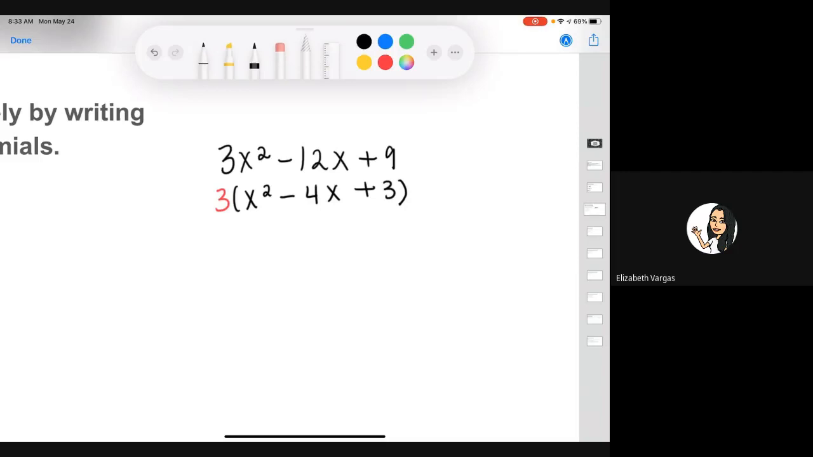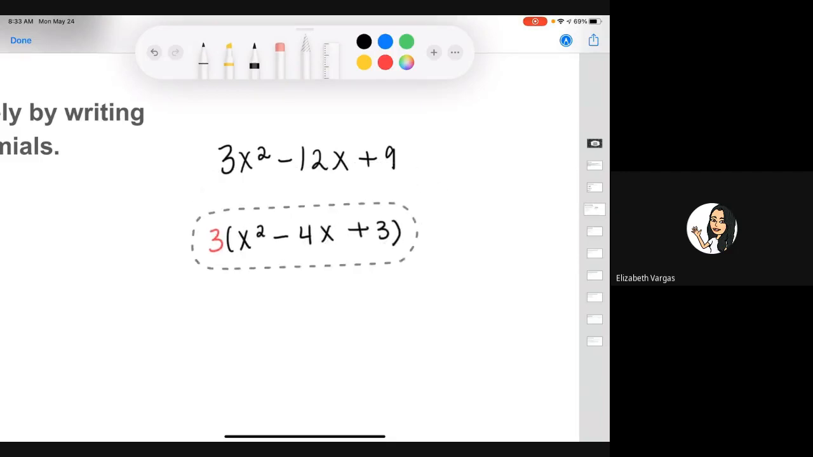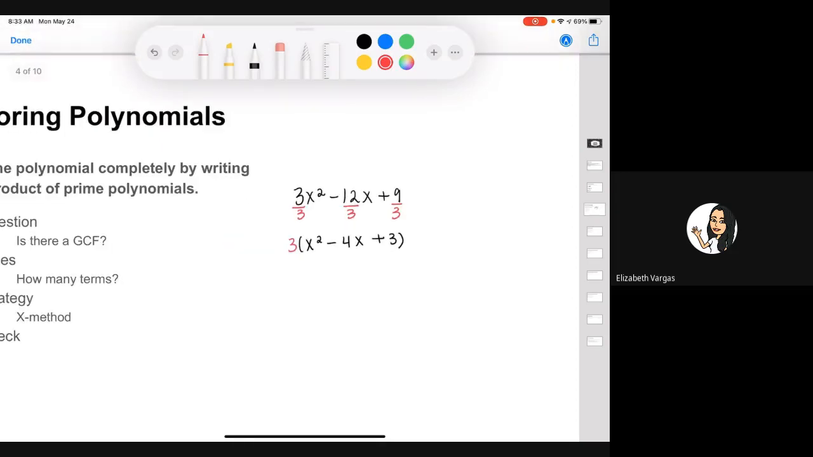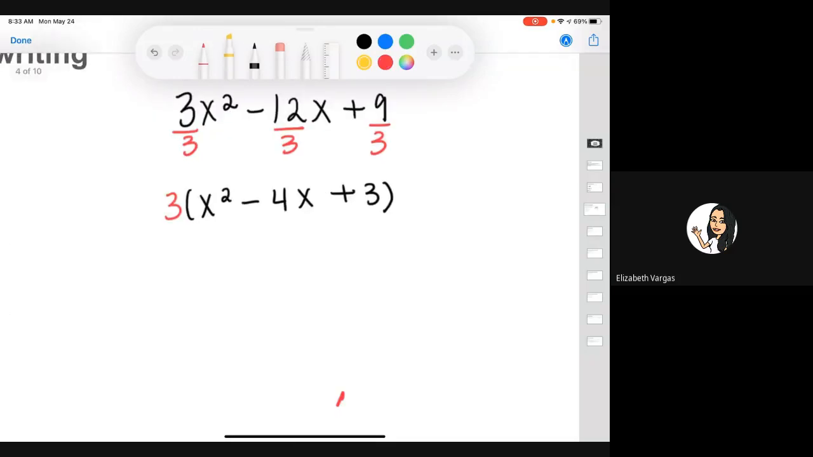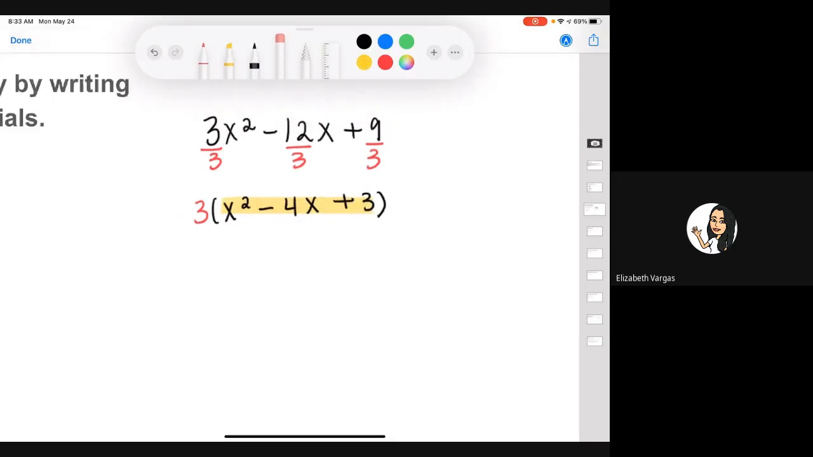So I want to go ahead and take out that greatest common factor. What I've done by taking out 3 is I've divided this by 3, I've divided this by 3, and I've divided this by 3. That gives me 3 with a shortened polynomial on the inside. So all I've done is take out my greatest common factor, which is 3. Now that I've taken it out, I want to simplify that inner polynomial.